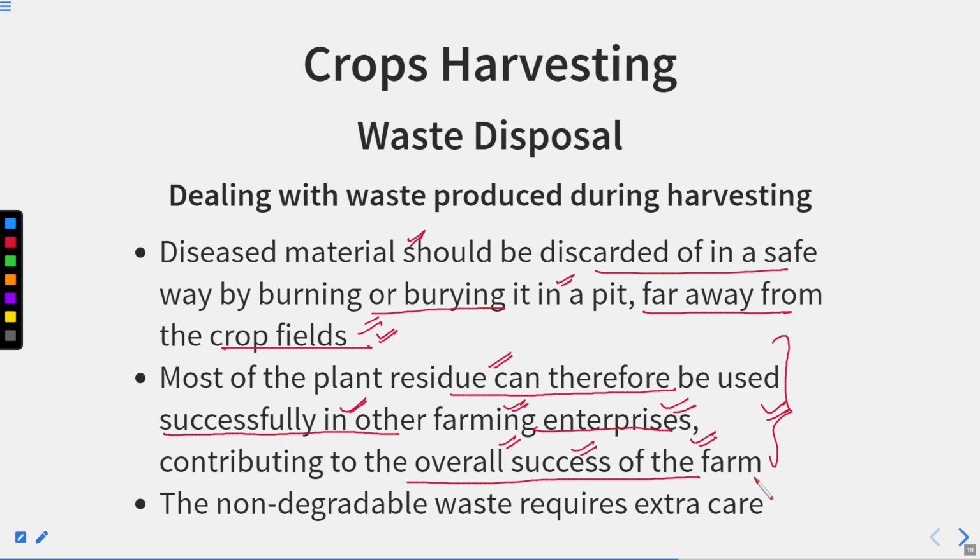The non-degradable waste requires extra care. Degradable waste, you can put in the farmland, you can put in the pit for compost, and if it is diseased material, you can burn it. So there are many options. But what about the non-degradable waste? How to take care of it?